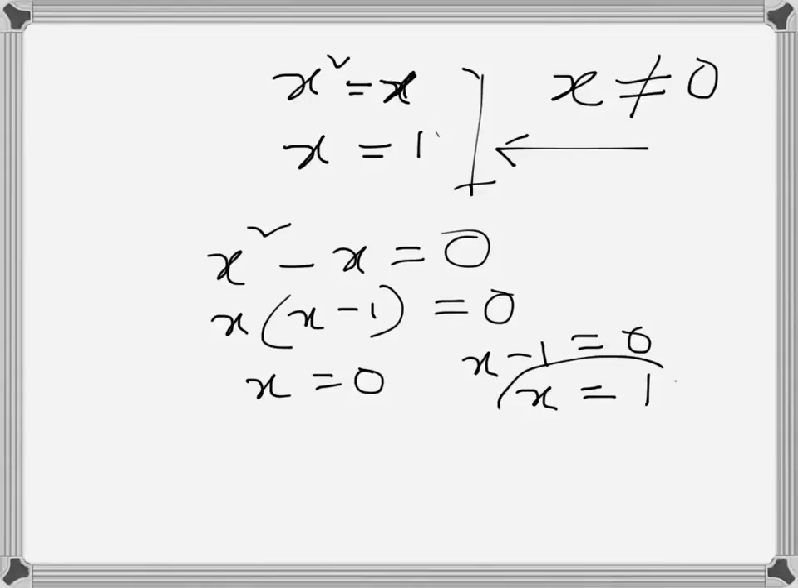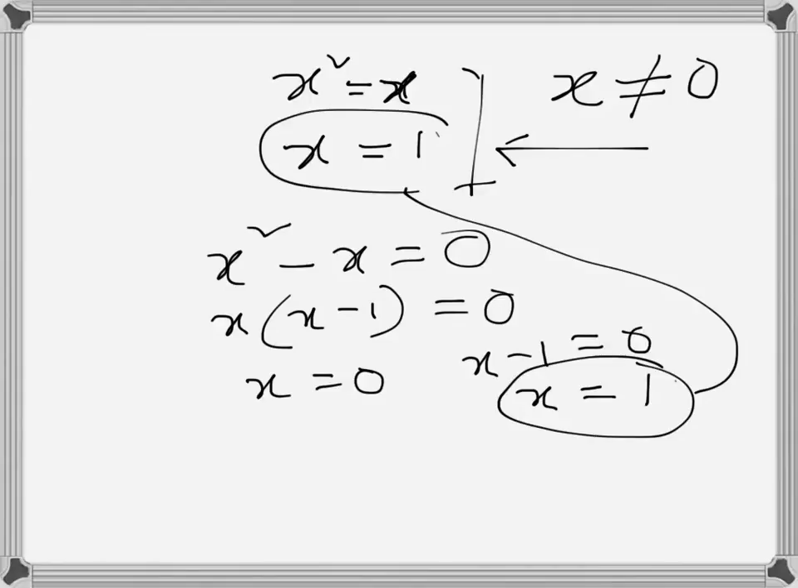So this is the solution that we got earlier, and the solution that we didn't get earlier is x is equal to 0. And why we didn't get it? Because we assumed that x is not equal to 0 and we did the division.